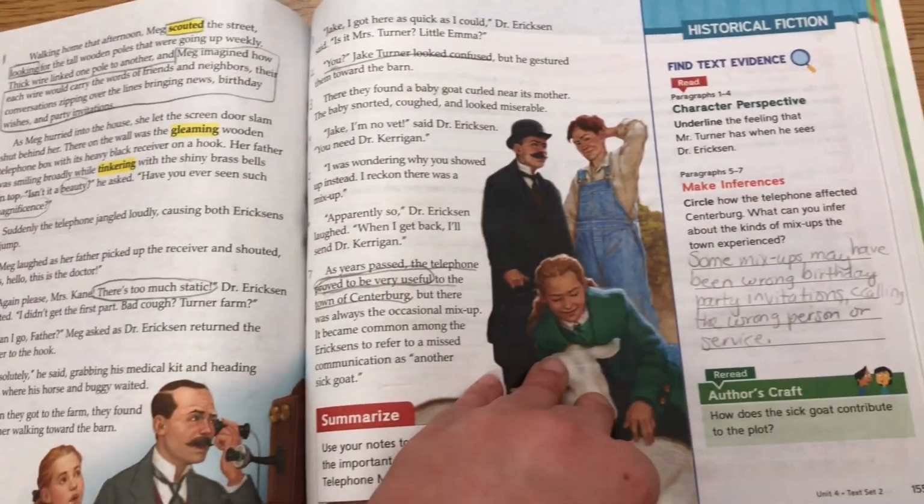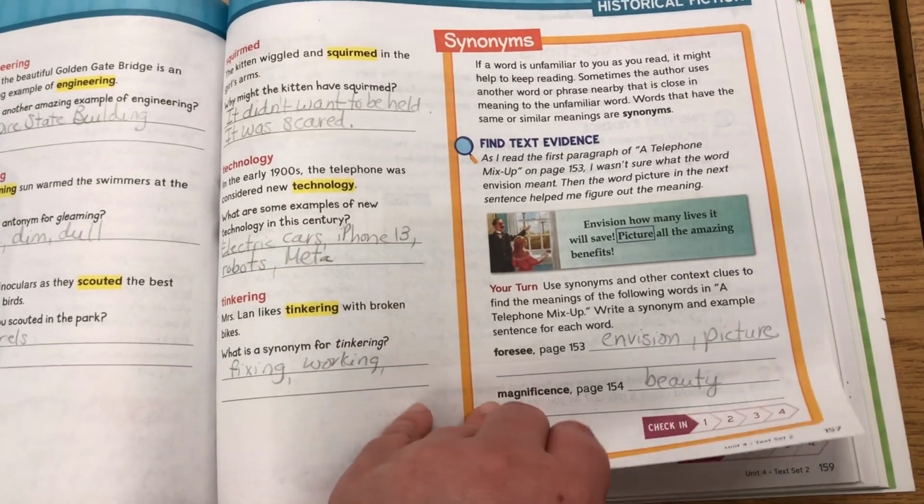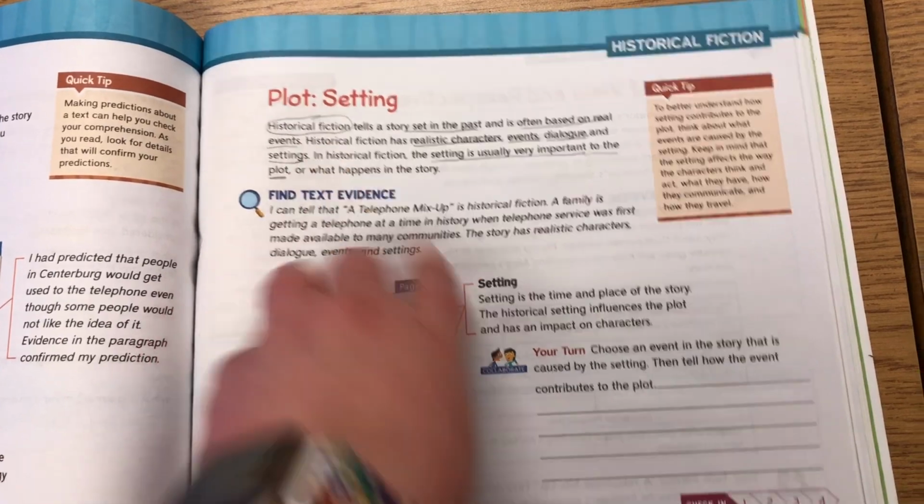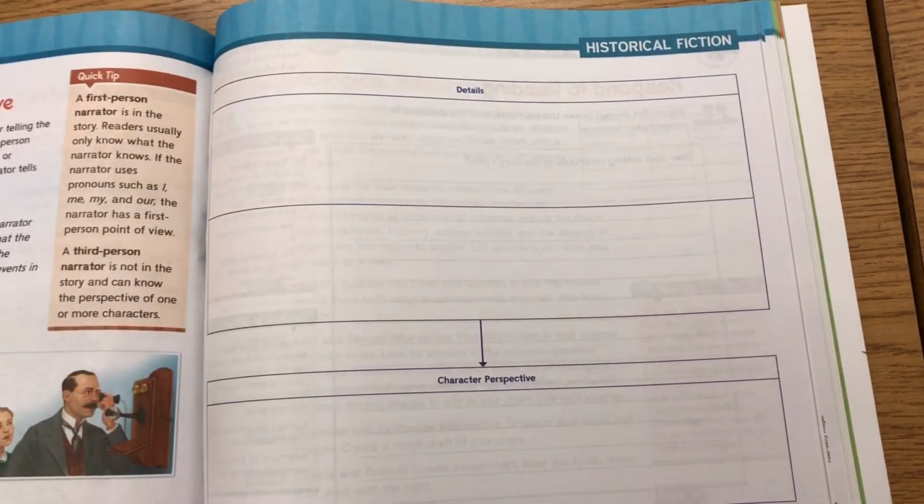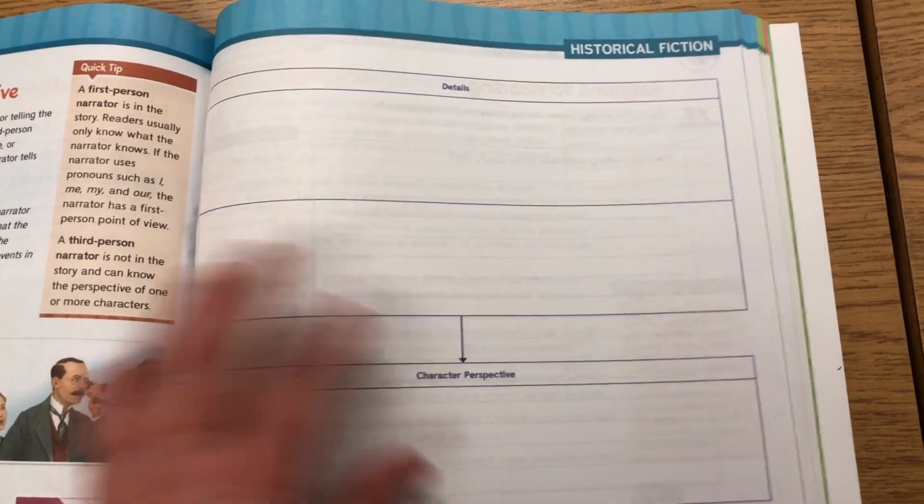So we had really great discussions, and then we also went over the vocabulary, answering these questions as well as going over synonyms. So we ended up going over that and going over the characteristics of historical fiction. We didn't get to do this graphic organizer today, but it'll be done tomorrow.